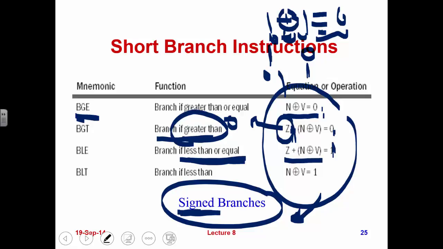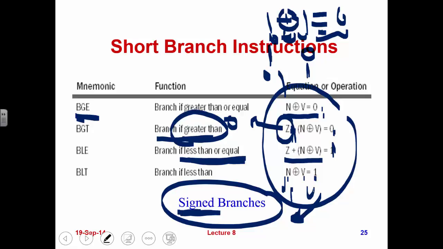Next one is the branch if less than. What do we conduct? The XOR between N and V is equal to 1. When a number is less than another number, that makes either N is 1 and V is 0, or N is 0 and V is 1. In this case, we will branch.